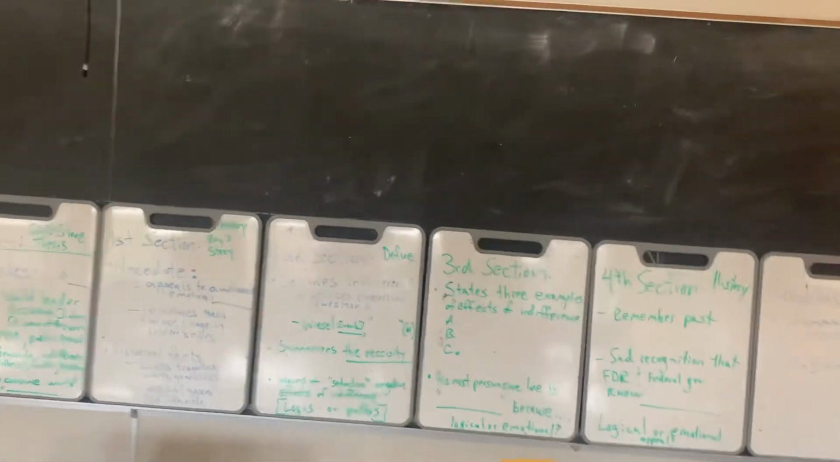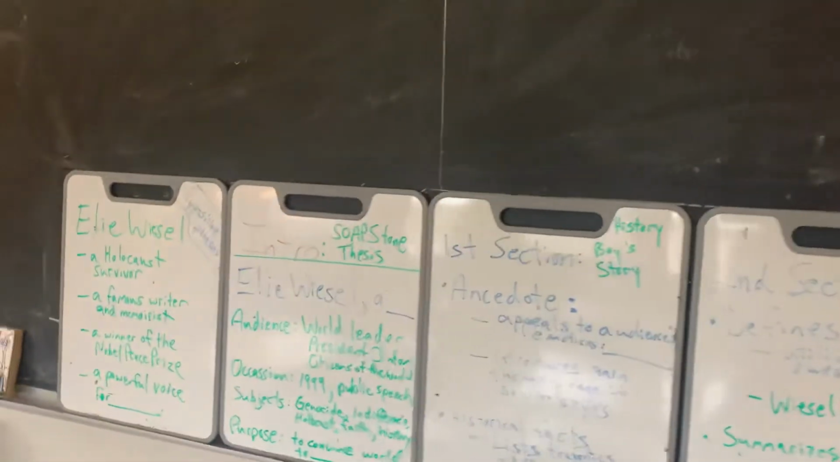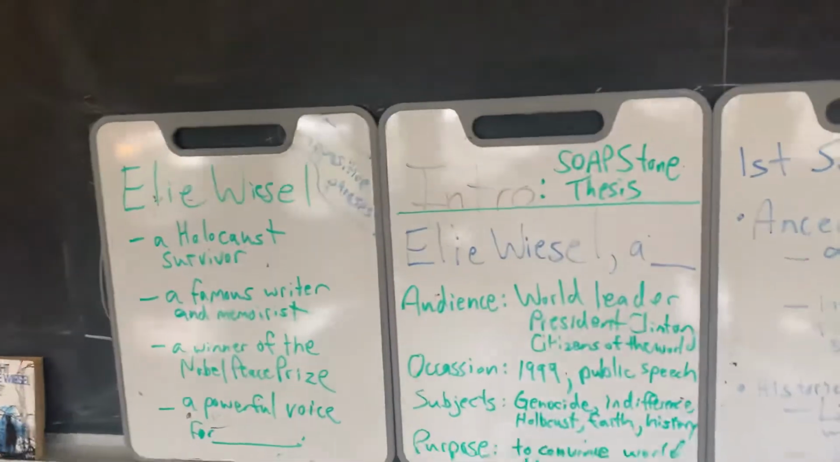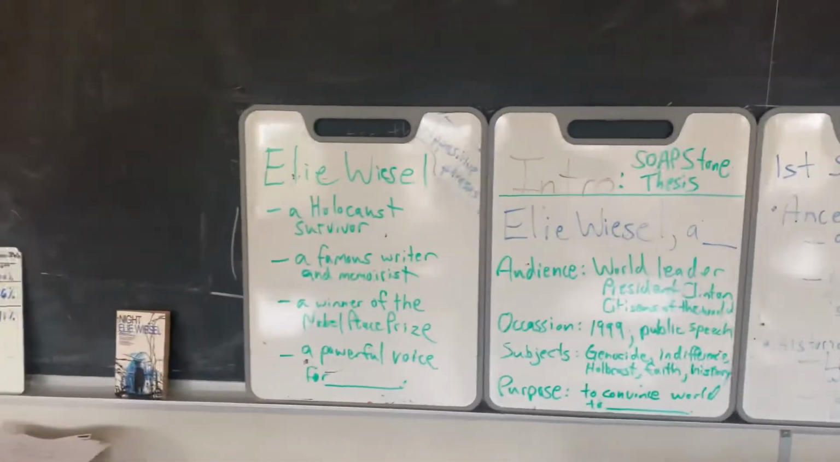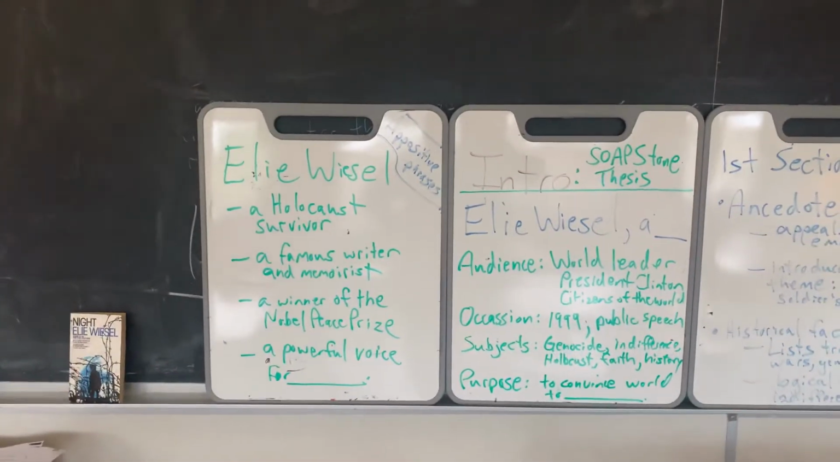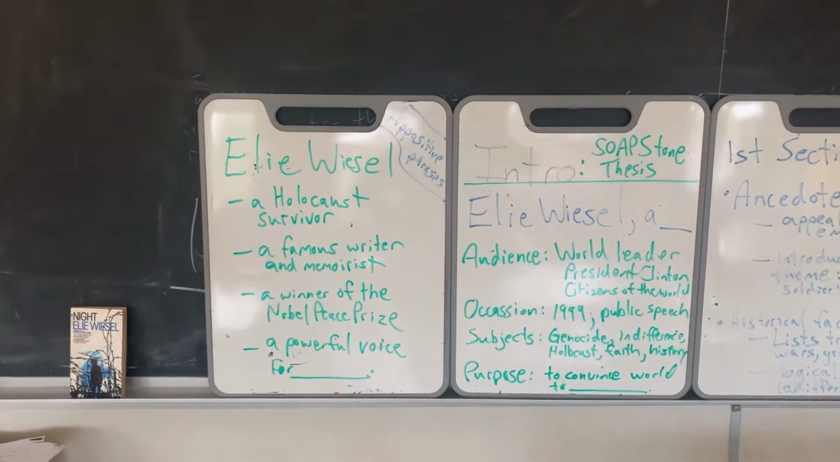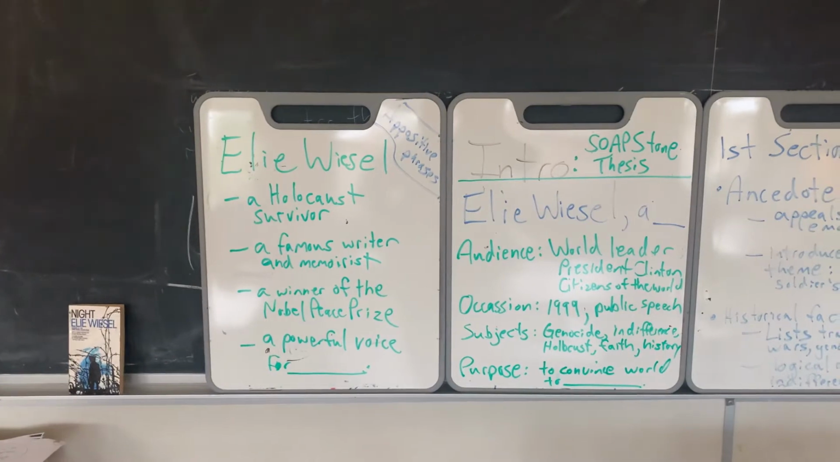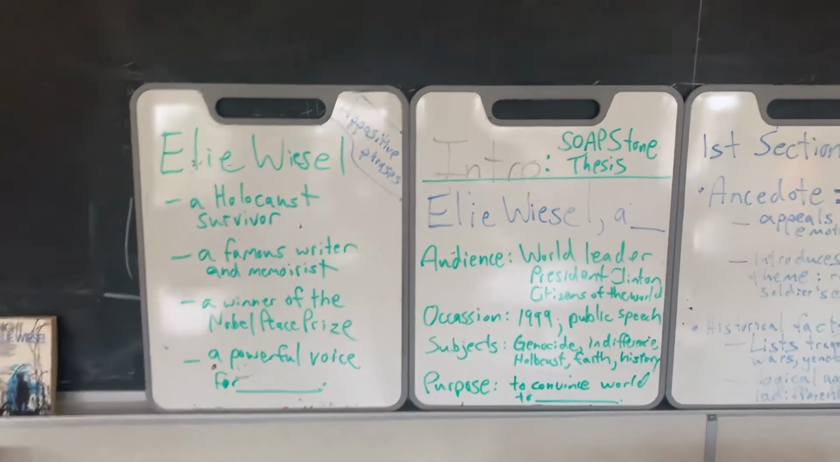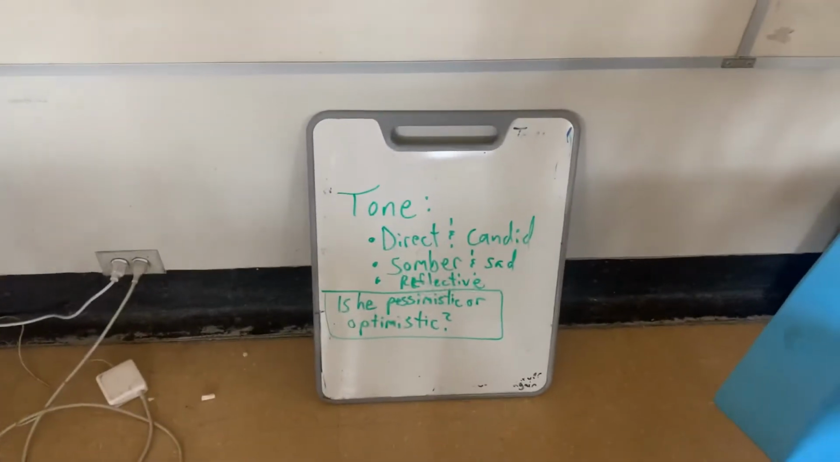So the first goal today is to write a really clear introduction and to not feel like you're going to freeze up. And the best way I have found is to use what's called the SOAPSTone method. Talk about the speaker, audience, occasion, subject, purpose, and if you feel up to it, what is the tone of it?